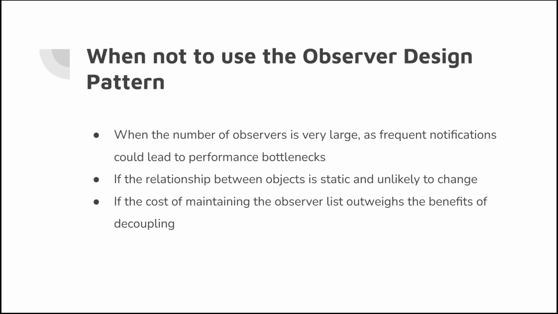If the relationships between objects are static and unlikely to change, it doesn't make sense to use this design pattern, as there's not a lot of updates going from the subject to the observers, and it might be better to just keep what you had before. And if the cost of maintaining the observer list outweighs the benefits of decoupling, it might be better to just keep it all tightly coupled.